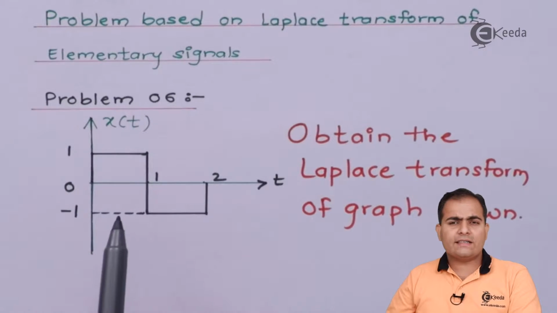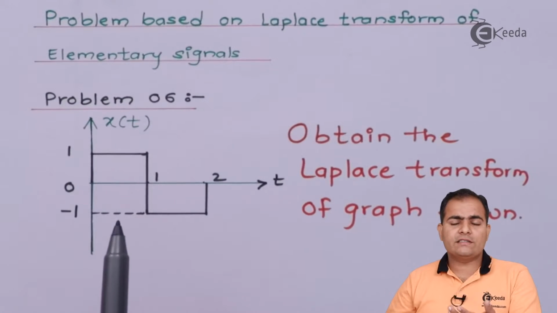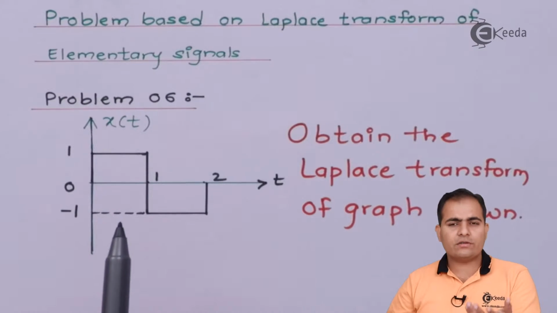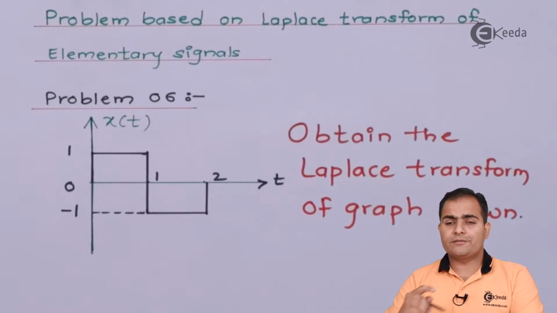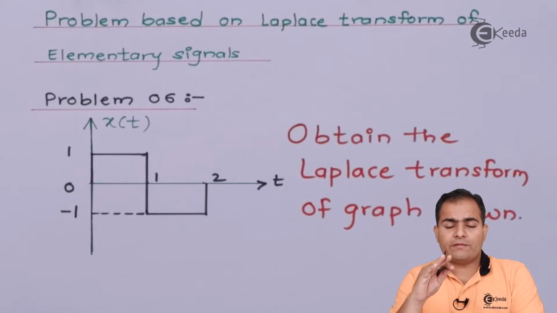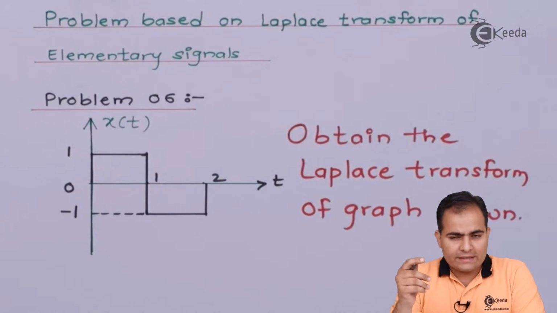You can say that it is a type of AC wave where the amplitude is continuously changing and it is available on both sides. That is, we have a positive amplitude as well as a negative amplitude. Now, this type of question is much more important from the exam point of view, because in exams, most of the times they ask questions related to periodic signals.